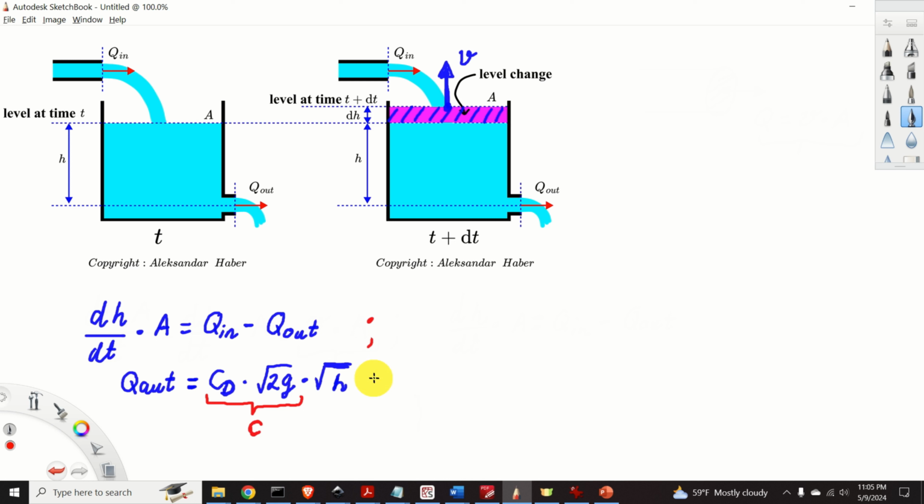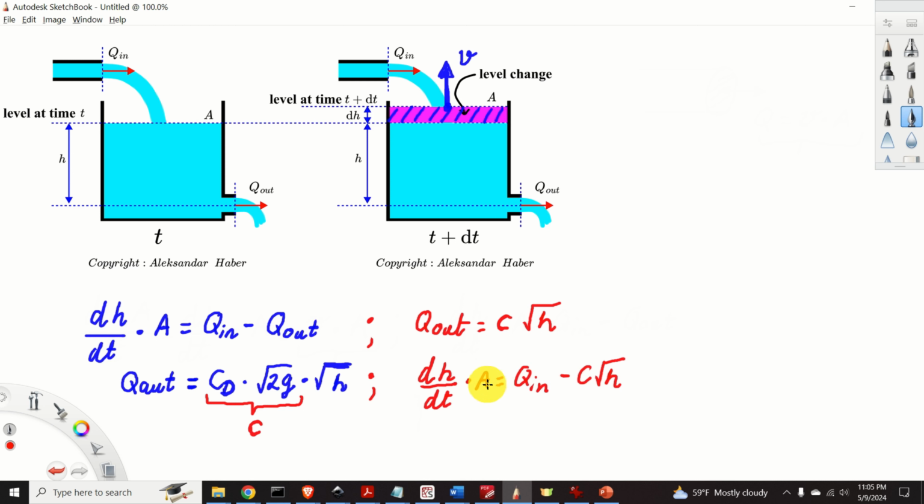Consequently, Q out is C multiplying square root of h. If we now substitute this equation in this equation, we obtain that dH over dt multiplying A is equal to Q input minus C square root of h.